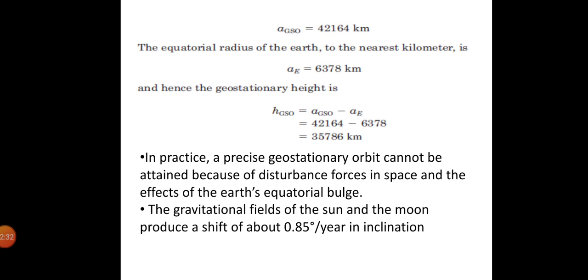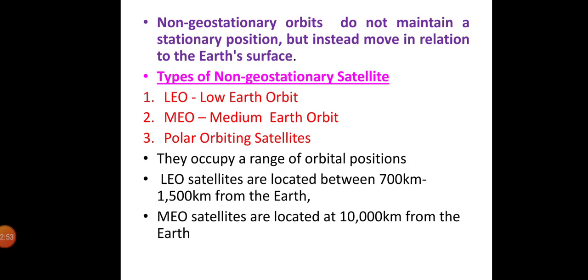In practice, a precise geostationary orbit cannot be attained because of disturbance forces in space and the effects of the Earth's equatorial bulge. The gravitational fields of the Sun and the Moon produce a shift of about 0.85 degree in inclination. And the next what we are going to see is about the non-geostationary orbit.